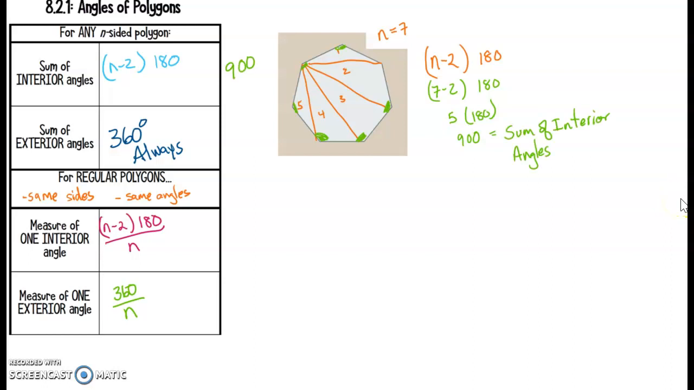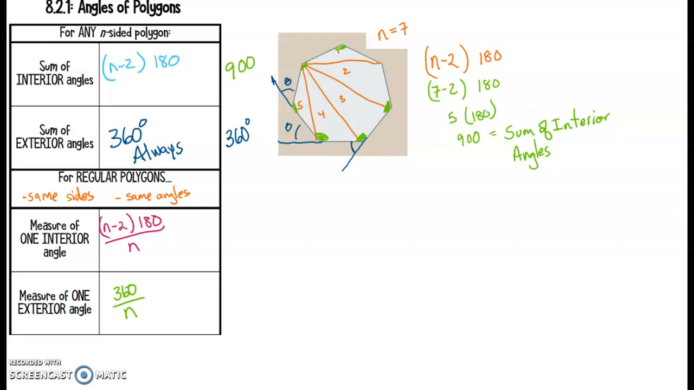Next, we can talk about the sum of exterior angles. So if you recall, an exterior angle is this angle here, right? And we can make a whole bunch of these by extending out our sides, right? So these are our exterior angles. And if we were to add all of those up every single time, it's going to be the same. They are all going to add up to 360. So the sum of exterior angles is 360.